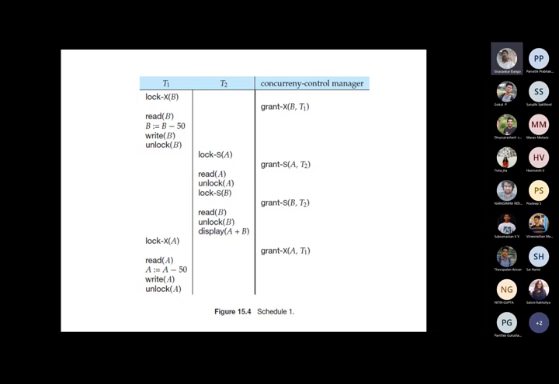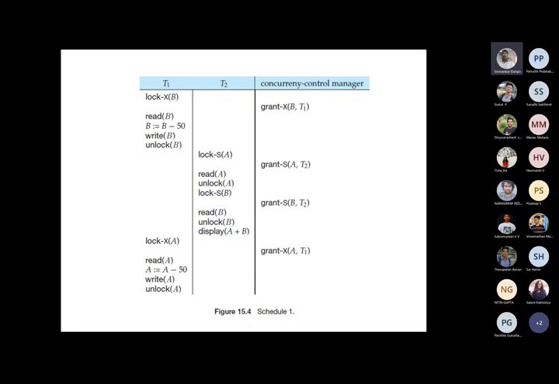So the initial value of B is going to be 200. 200 minus 50, it's going to be $150. It is going to read the value of A and B and print it. So the A value is going to be 100 and the B value is going to be 150. So it's going to print the sum as 250. And now the value of A is going to be 50, right? So it's going to read the value of A. A is going to be 100. 100 minus 50, yes, $50. Correct, Supriya.